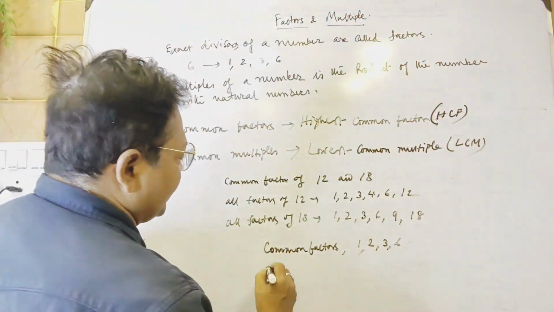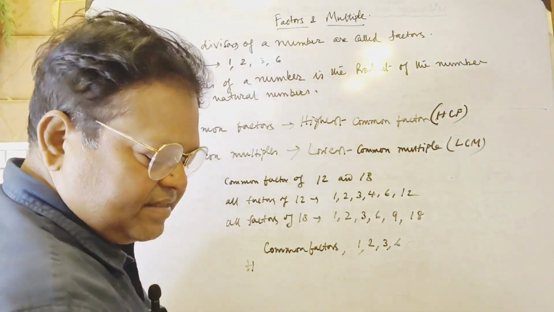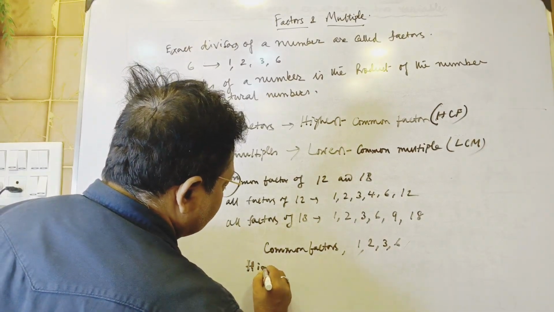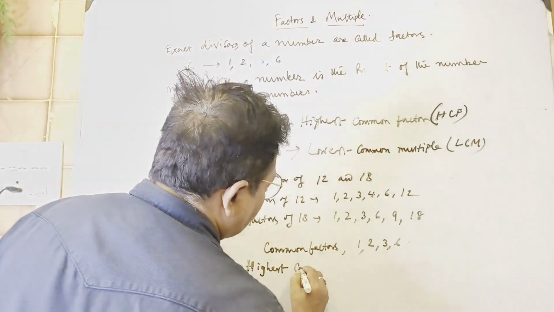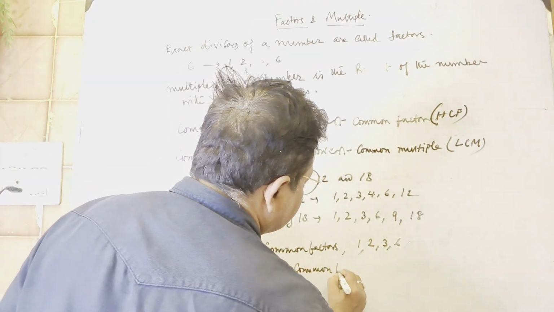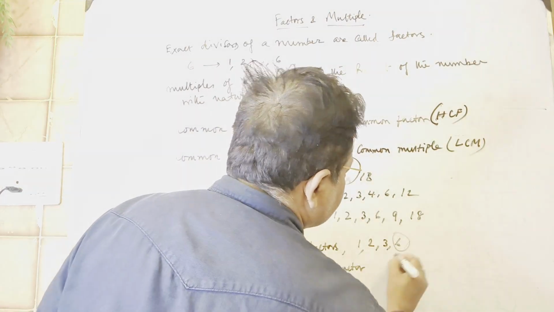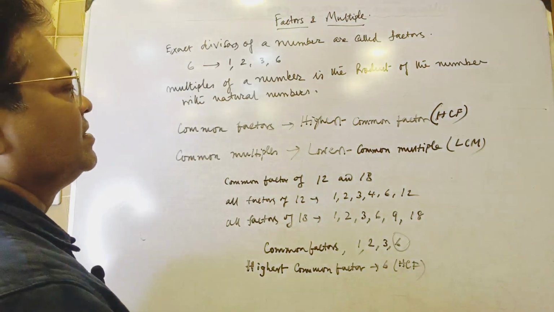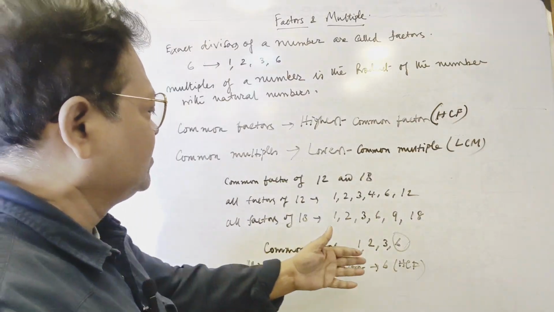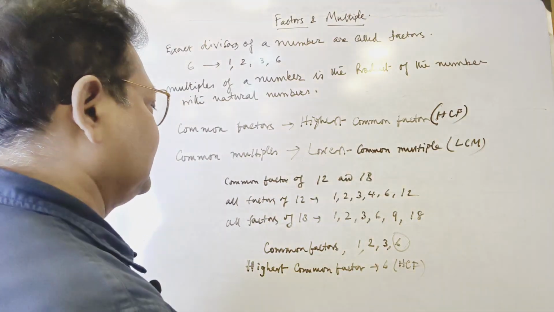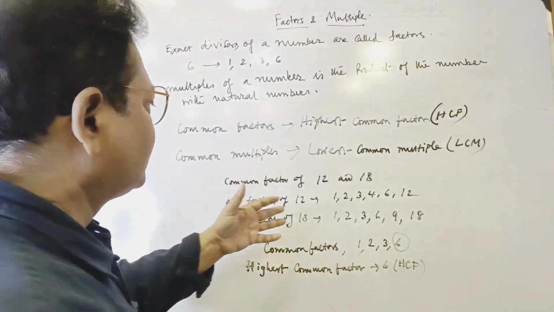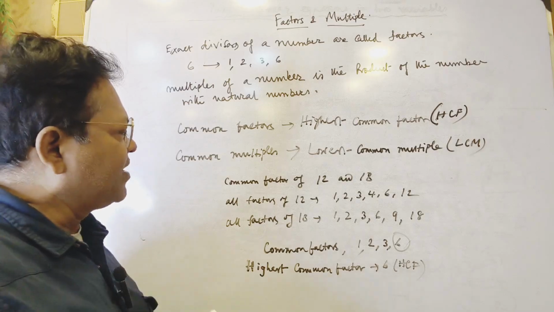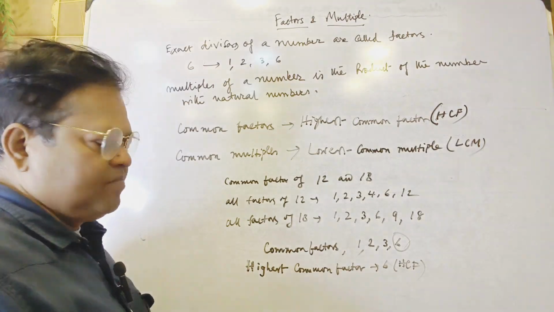So what is the highest common factor? We will get the highest common factor: 6. That is the HCF. So the HCF of 12 and 18 is 6. In this way, this is a method of finding common factors from all factors.